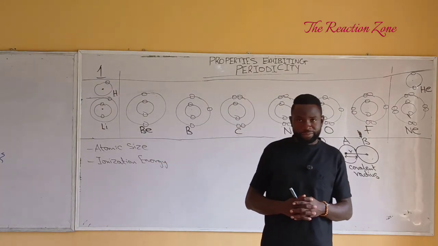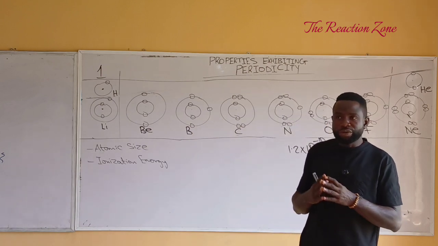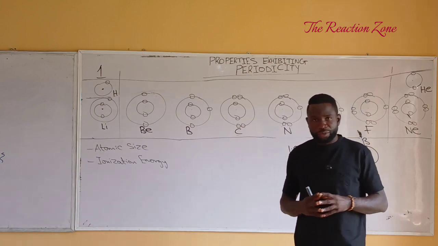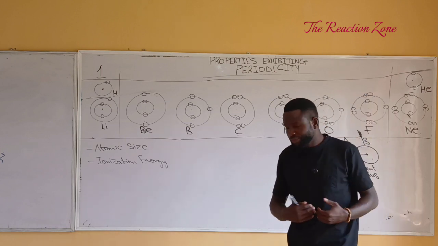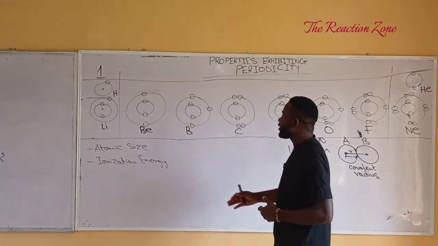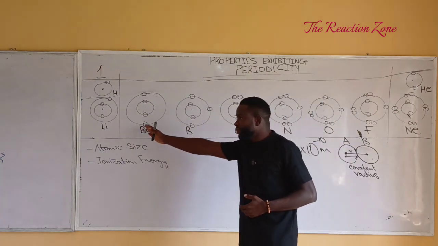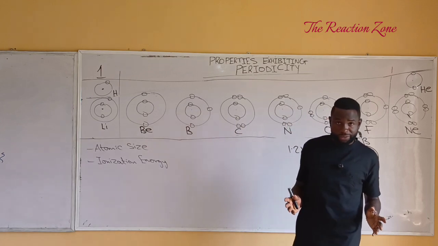Ionization energy is the energy that is required to remove an electron from an atom in the gaseous state. Ionization energy generally increases from left to right across the period for several reasons.